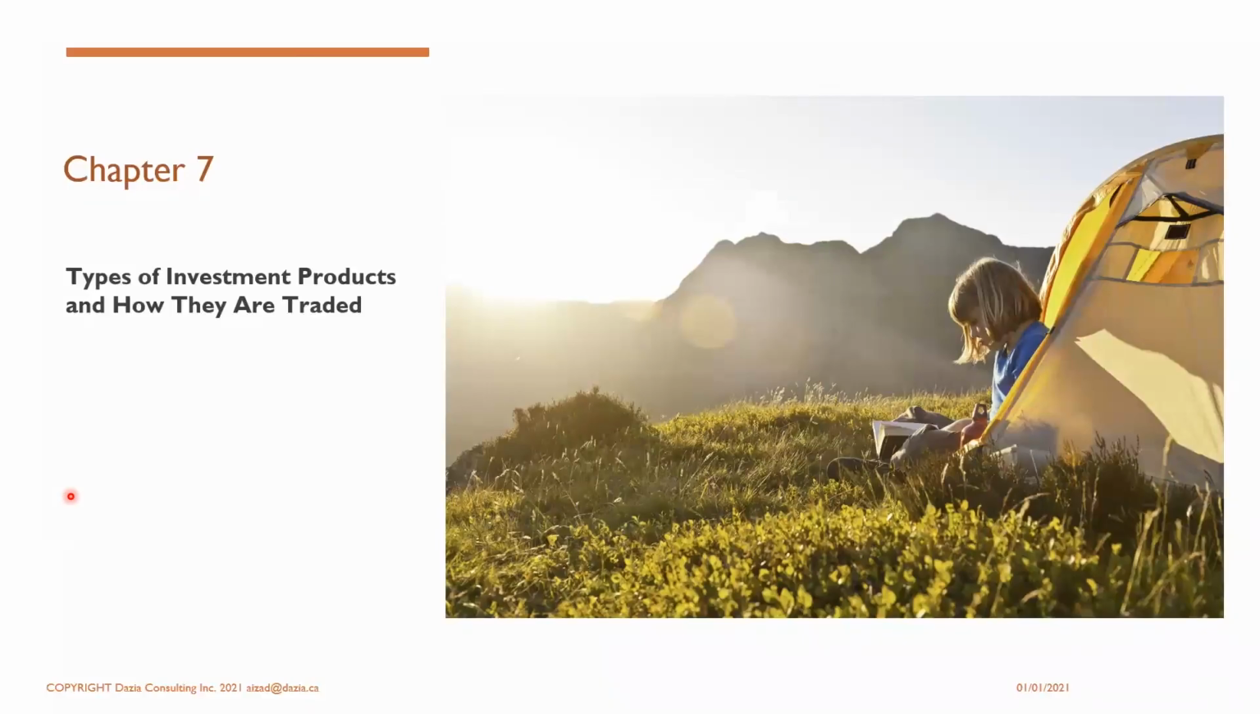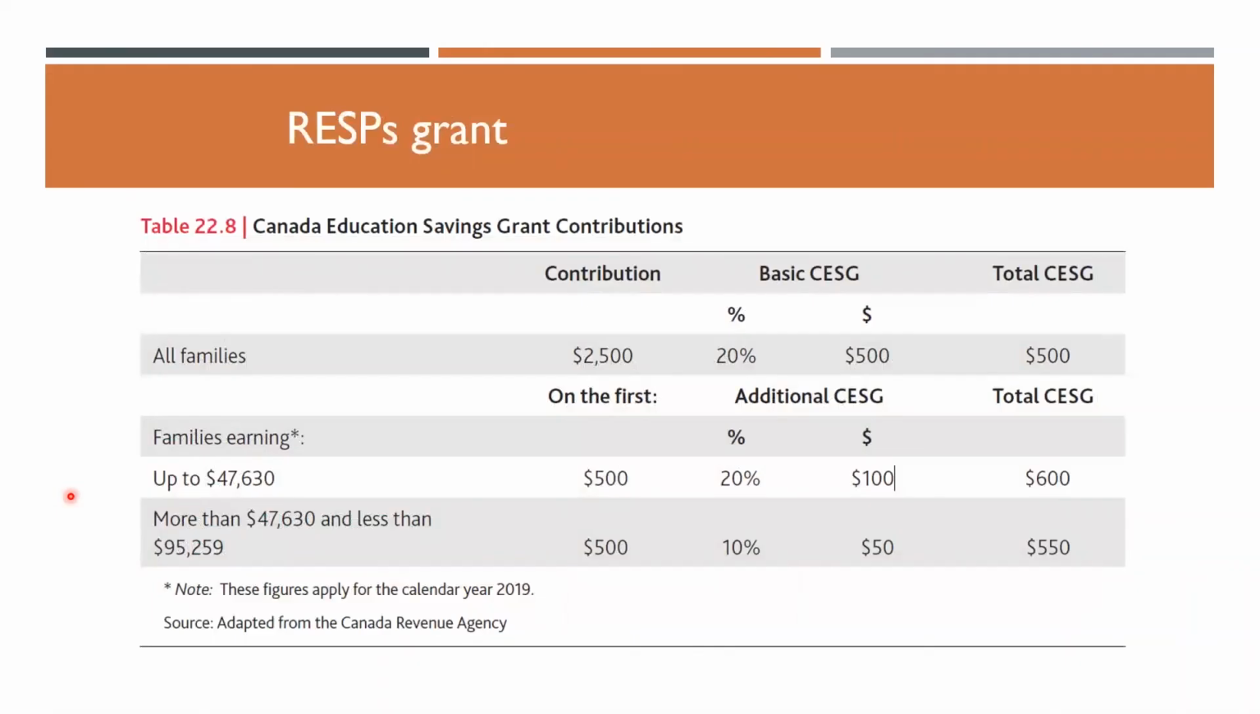So next we will talk about Chapter 7, types of investment products and how they're traded. Hopefully you're more clear about this chapter in terms of the taxation aspect.